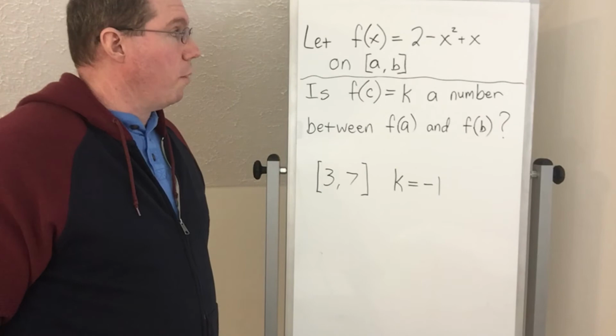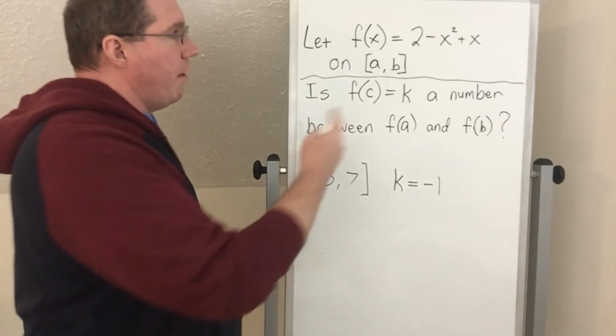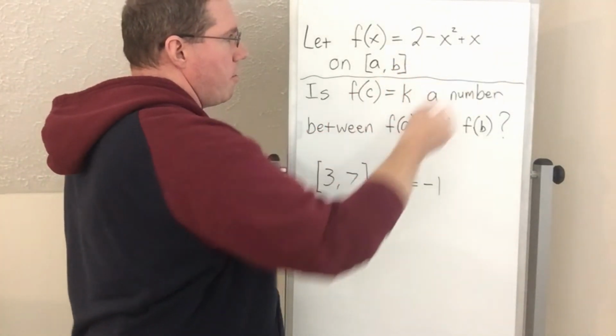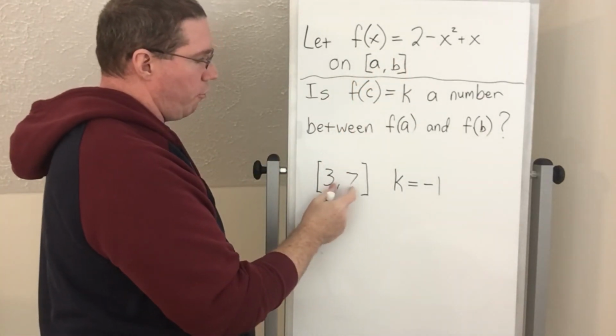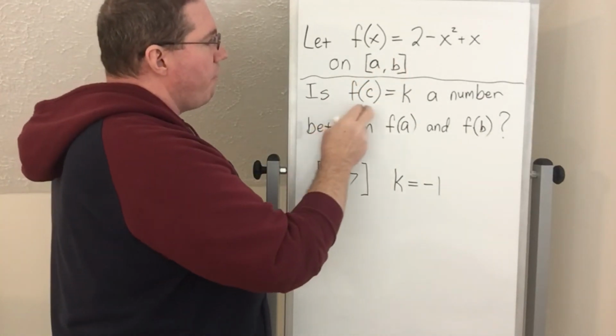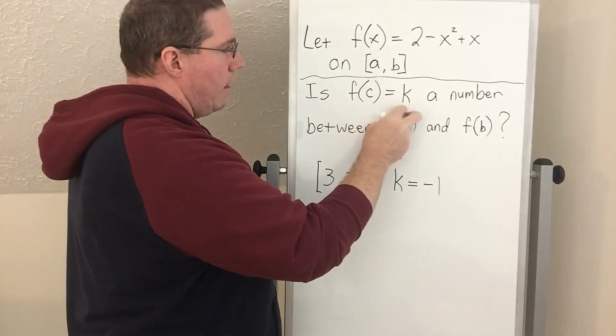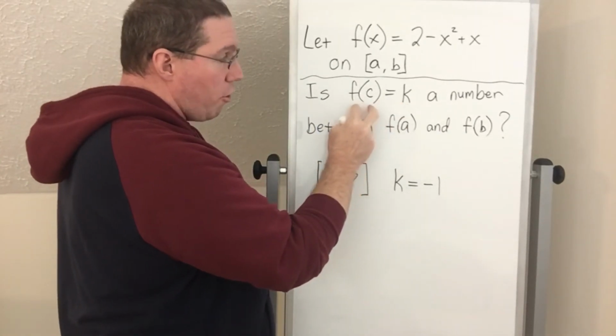All right, let's try this one. It says, let f of x equal 2 minus x squared plus x on the interval from a to b. In this case, a and b are 3 and 7. Is f of c equals k? Is this output? This is also an output.